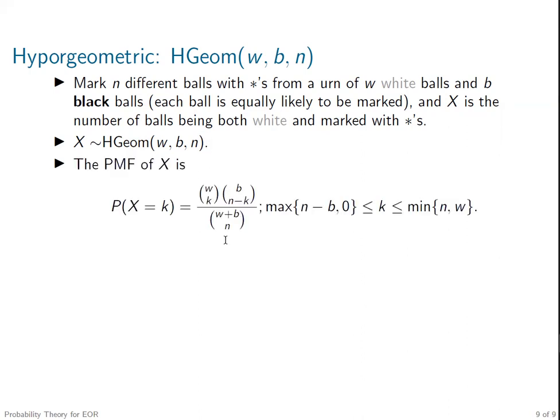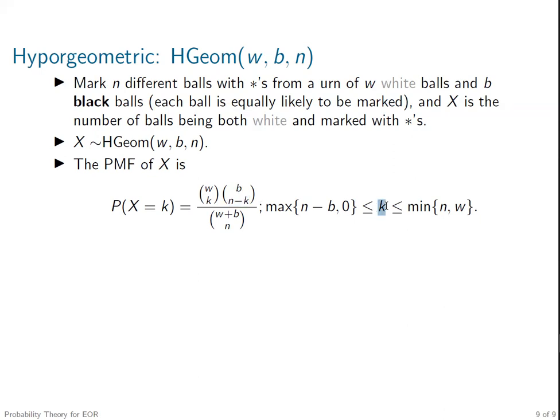Well, the result is like this. So how many outcomes can we choose? N balls from W plus B balls. That is all the outcomes we have, right? And what if we have K balls marked with stars and they are white balls? So basically it means we need to choose K out of W white balls and the rest need to be chosen from the black balls. So how many choices do we have there? That's going to be B choose N minus K, that many choices.